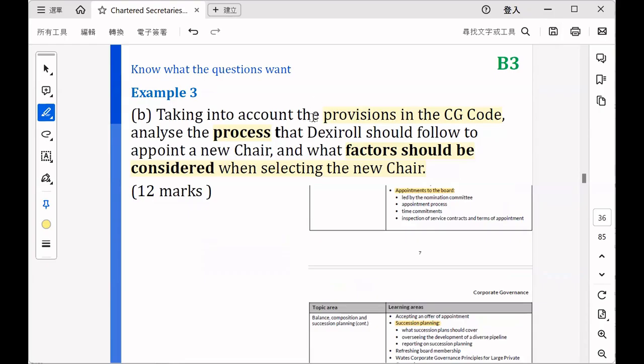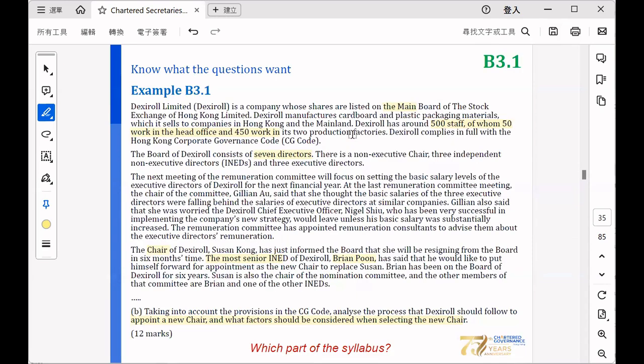So the first part is with reference to the CG code. What you need to talk about is, under the CG code, what are the roles of the nomination committee? Well, they should identify suitable persons and make recommendations. So what is the role of the nomination committee? It's about leading the process for the recruitment of new directors.